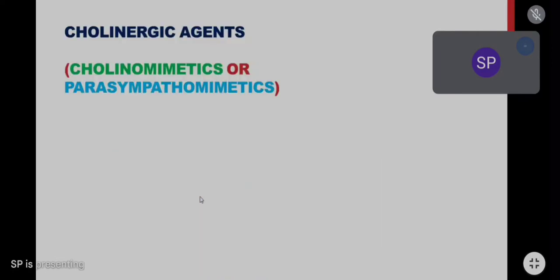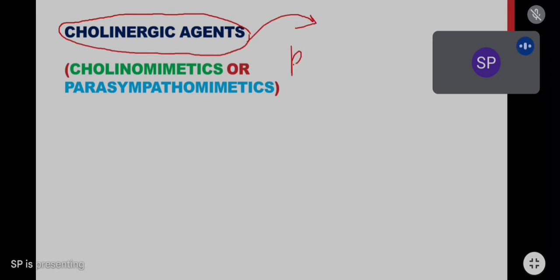So in today's class we'll learn about cholinergic agents, which are simply called the drugs which will act on the cholinergic system or on the parasympathetic nervous system. Cholinergic agents are those agents which are acting on the parasympathetic nervous system, or the drugs which will act on muscarinic and nicotinic receptors.